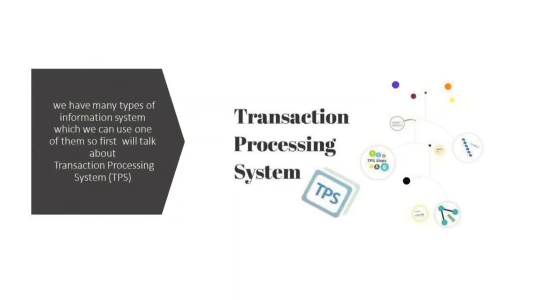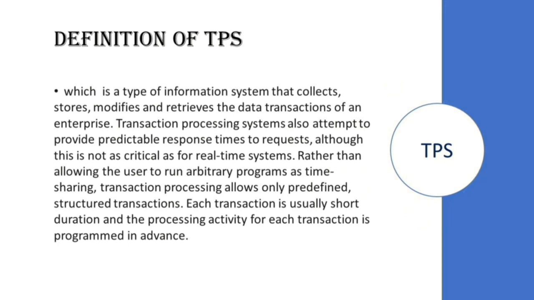We have many types of information systems which we can use. First I'll talk about the transaction processing system, which is a type of information system that collects, stores, and modifies the data transactions of an enterprise. TPS also attempts to provide predictable response times to requests. Each transaction is usually of short duration and the processing activity for each transaction is programmed in advance.